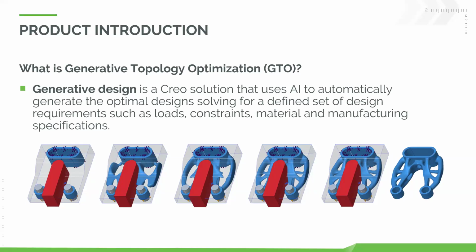So what is generative? It's another Creo solution that basically uses AI to automatically generate the optimal solution, solving for that defined set of criteria. And that's everything from your loads, your constraints, your material, and your manufacturing specifications. So rather than design a part from scratch, you're going to give it a volume, you're going to give it some preserve areas, maybe some keep out areas, and it's going to generate that design for you. So very rapidly, you can come up with a design that's optimized based on those defined criteria.